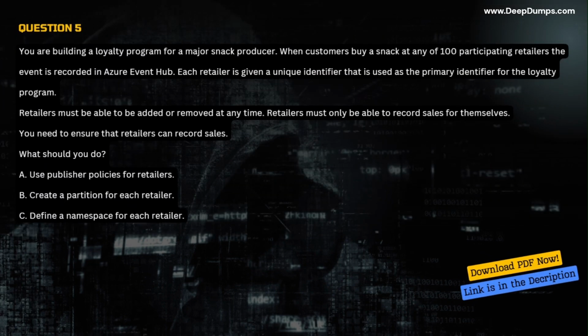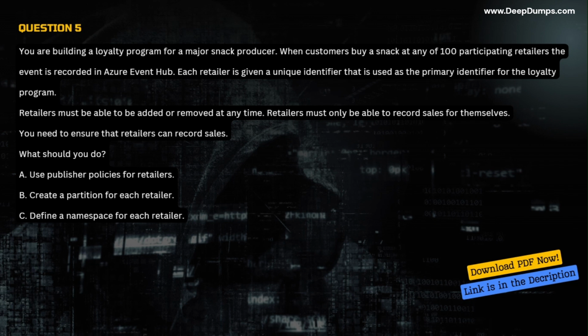Question 5. You are building a loyalty program for a major snack producer. When customers buy a snack at any of 100 participating retailers, the event is recorded in Azure Event Hub. Each retailer is given a unique identifier that is used as the primary identifier for the loyalty program. Retailers must be able to be added or removed at any time. Retailers must only be able to record sales for themselves. You need to ensure that retailers can record sales.